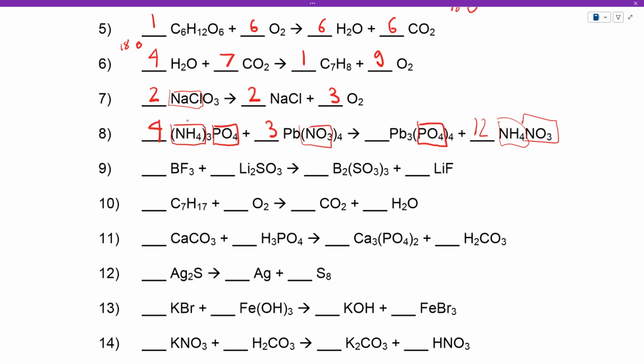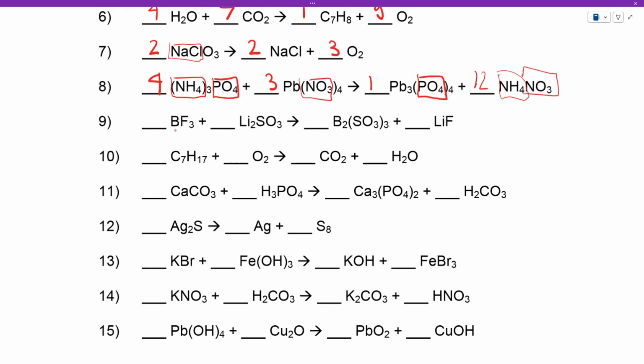So let's double check. 4 times 3 is 12 NH4s. Over here we have 12 NH4s as well. We have 4 of these PO4s, 4 of these PO4s over here. 3 lead over here. 4 of these NO3s over here. Wait, no. 4 times 3 is 12. 12 NO3s over here, and over here we have 12 NO3s. Just gonna make this a 1, and this equation should be balanced. I'll double check it at the end.